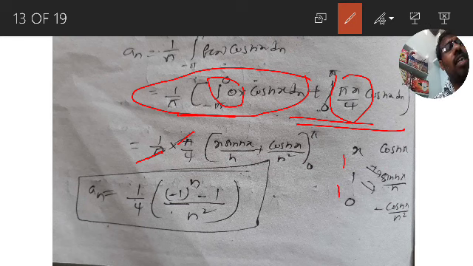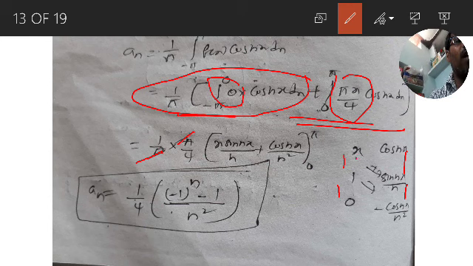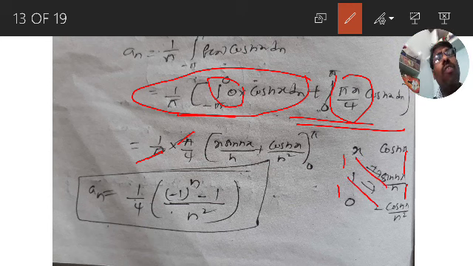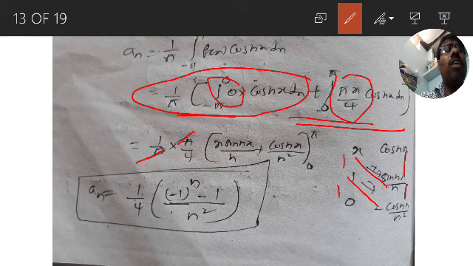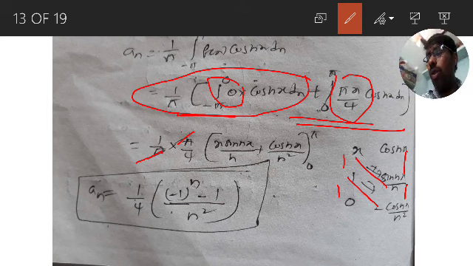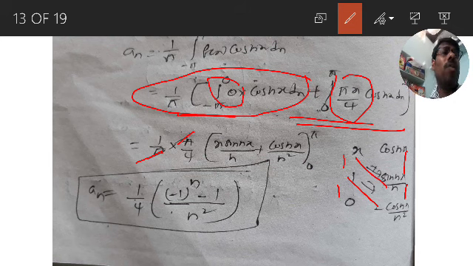The integration of cos nx is sin nx by n, and the integration of sin nx by n is minus cos nx by n square. Cross multiply, plus and minus. So what we got is 1 by 4 into x into sin nx by n plus cos nx by n square from 0 to pi. So you know sin 0, sin pi, sin 2 pi, sin 3 pi, sin 4 pi, sin 5 pi, all values are zeros.